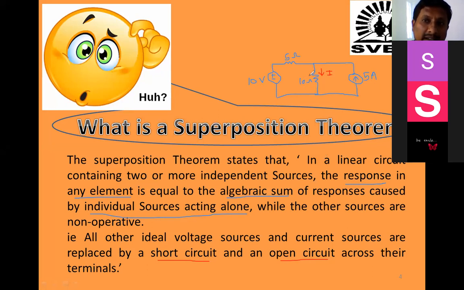So finally, we have to add the current passing through due to 10 volt, that is I1 we can tell, and then current passing through 10 ohm due to 5 ampere, that is I2. We have to add it, I1 plus I2. That will give the final answer of I. So that is the meaning. The response in any element is equal to algebraic sum of responses caused by individual sources acting alone. म्हणजे एका वेळेस एकच सोर्स ठेवायचा आणि तो रिस्पॉन्स कॅल्क्युलेट करायचा.